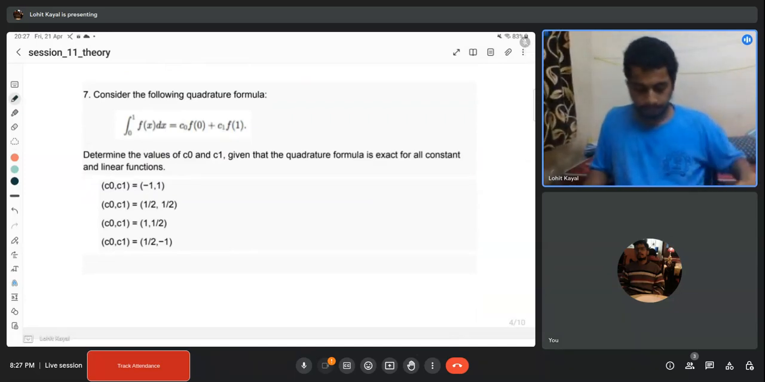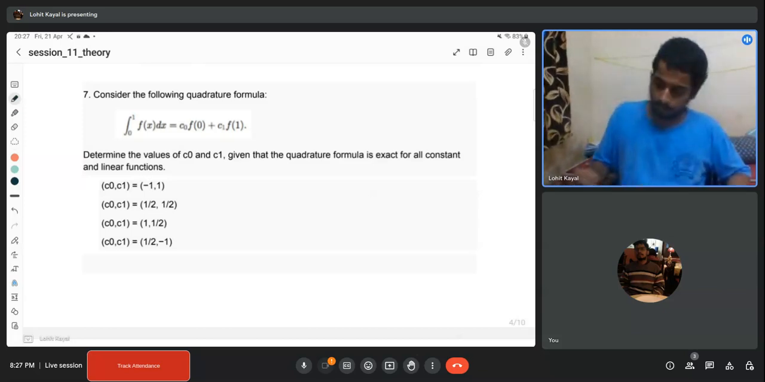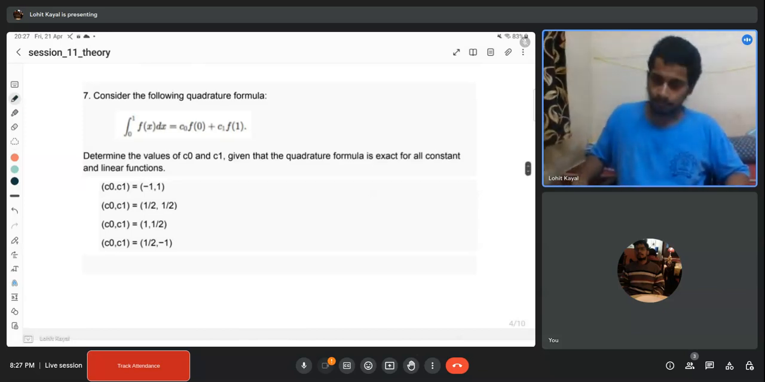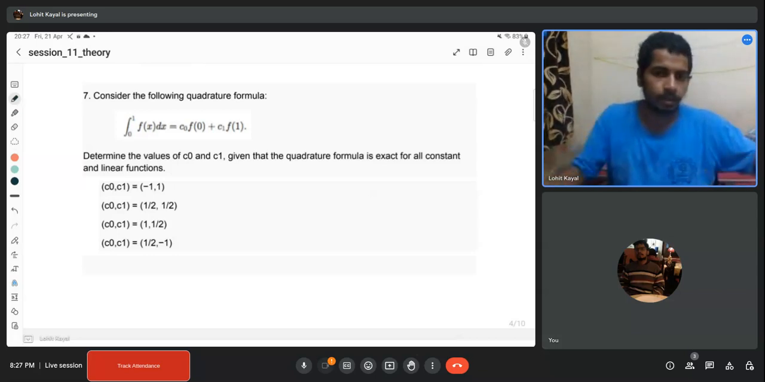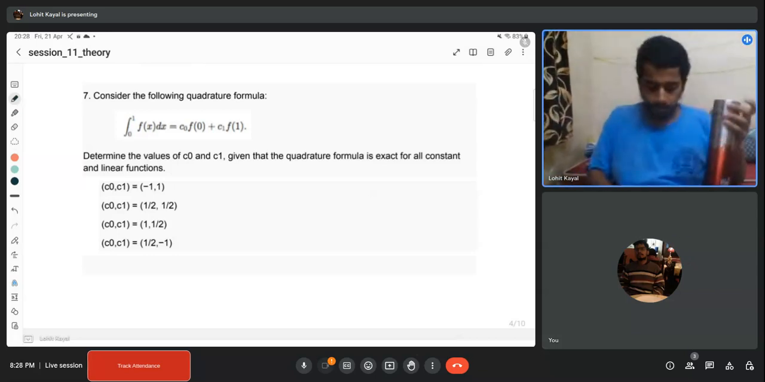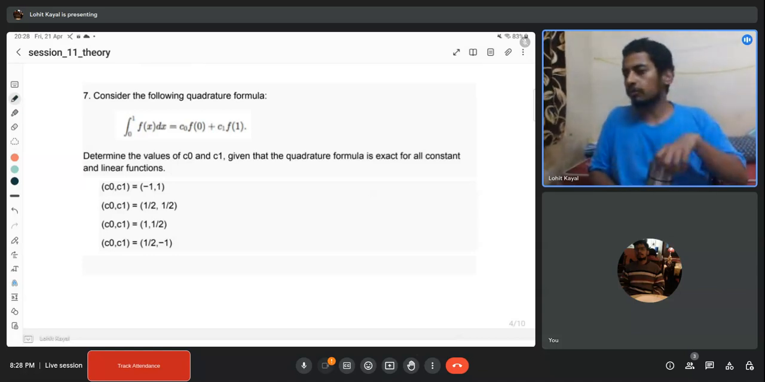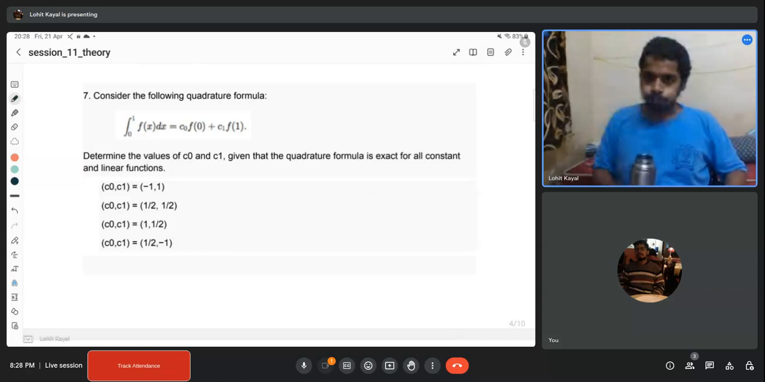Right. Now, I have already solved this type of problem. Okay. So this is another example. This is from the last year's assignment question. Here it is told that this is true for any constant or any straight line. Okay.